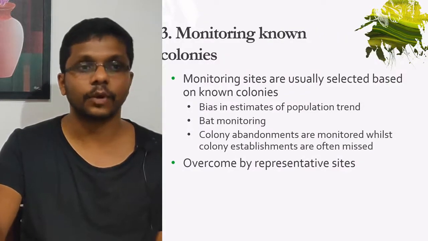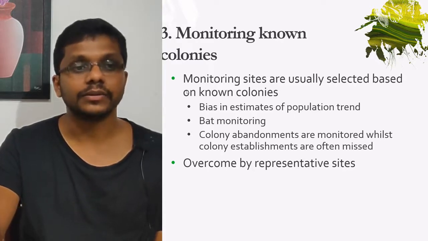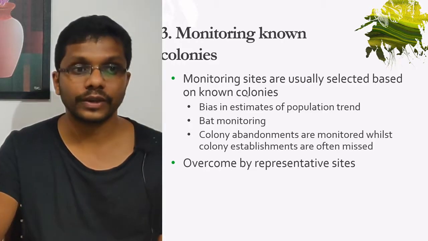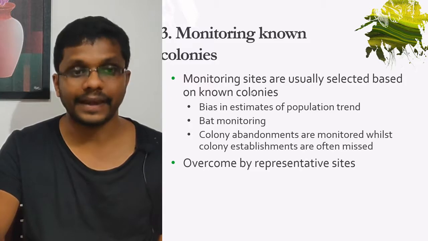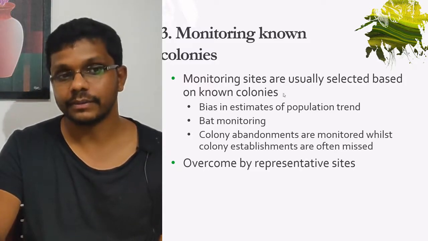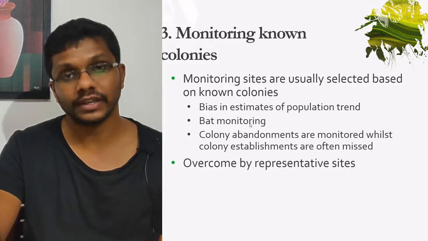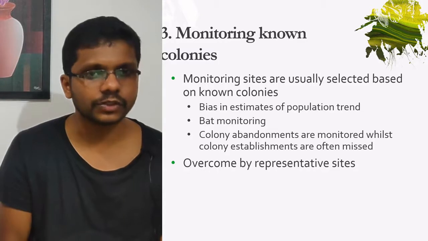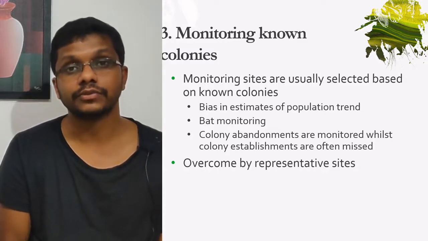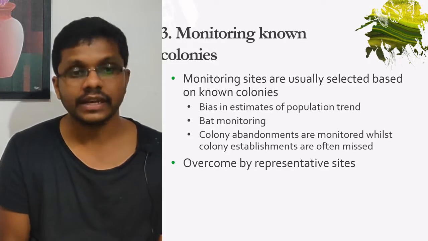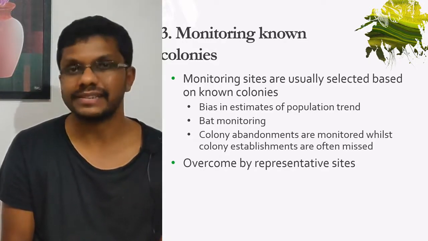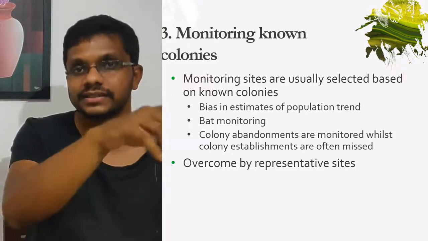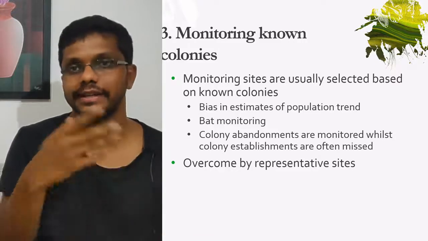So that is a problem with the monitoring of colonies. Monitoring sites are usually selected based on colonies only. So we are only following the colonies. Once they abandon the colonies, we will record those things. But the establishment of new colonies in a remote or unidentified area may be missed from your calculations. So that's an issue for organisms living in colonies. It can be overcome by representative site sampling rather than sampling the colonies. The sites should be sampled. The whole area should be sampled based on random sampling methods.